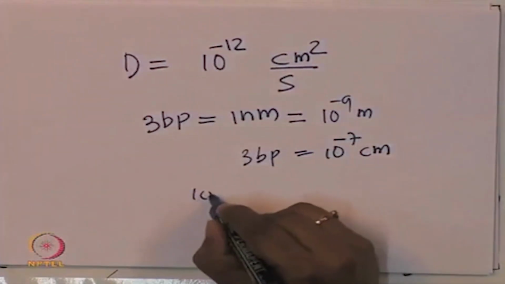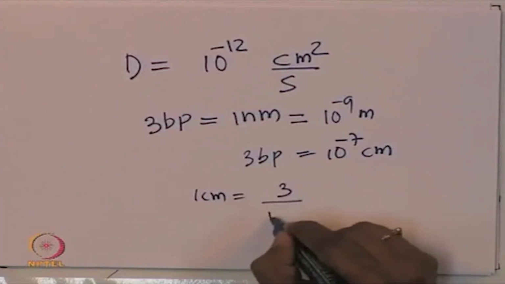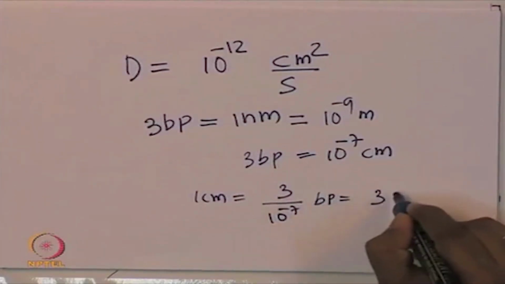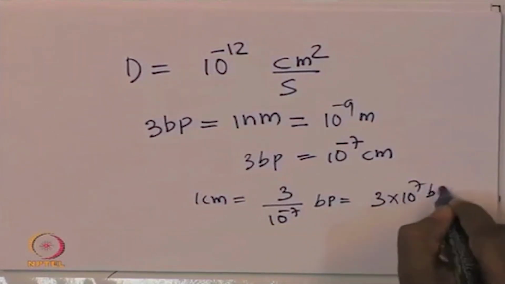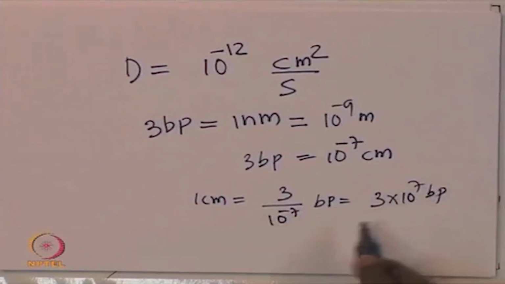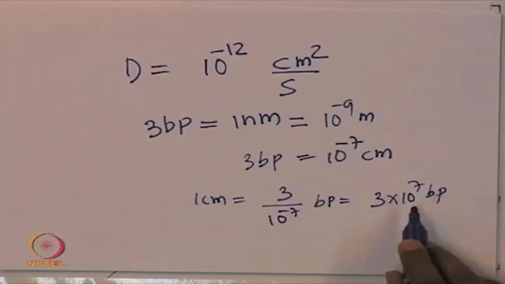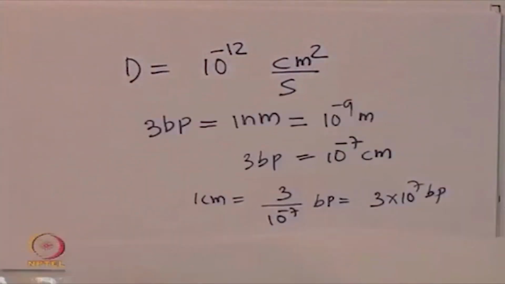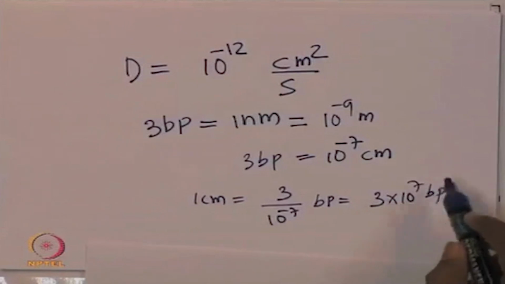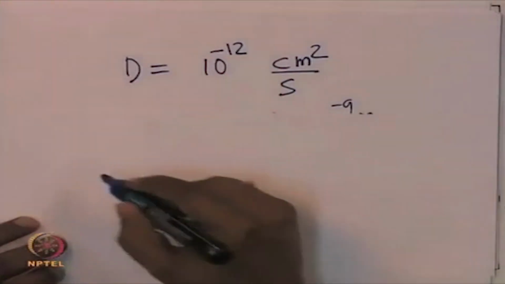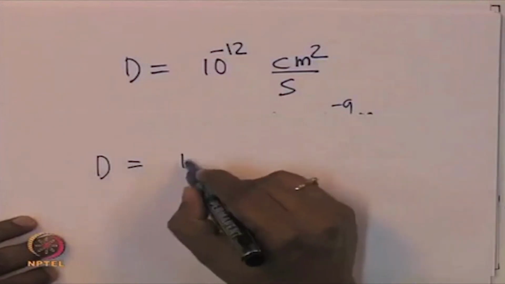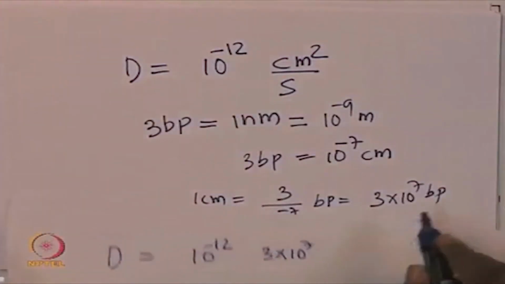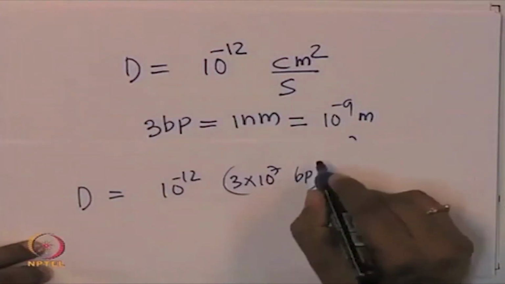In other words, 1 centimeter is 3 by 10 power minus 7 base pair, which is 3 into 10 power 7 base pair. So, 1 centimeter is about 3 into 10 power 7 base pair. Now let us substitute this here. So, what do we get? Instead of 1 centimeter, let us substitute 3 into 10 power 7 base pair. So, D is equal to 10 power minus 12, 3 into 10 power 7 base pair square per second.